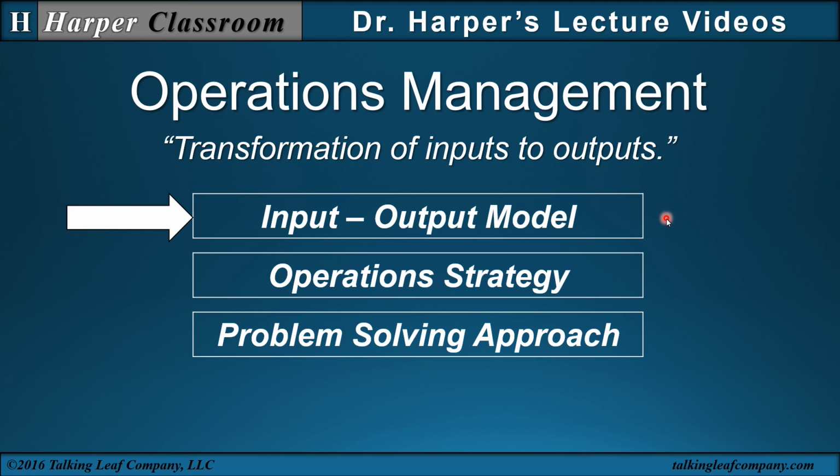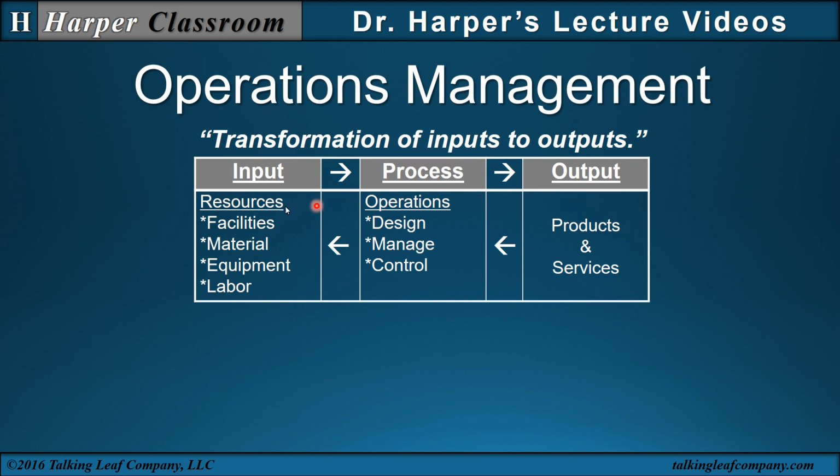Let's start with the input-output model. In the input-output model, the inputs are resources, which are facilities; material, which is inventory; equipment and labor, which is people. The output is product and/or services. The transformation process could be design operations, manage operations, or control operations.